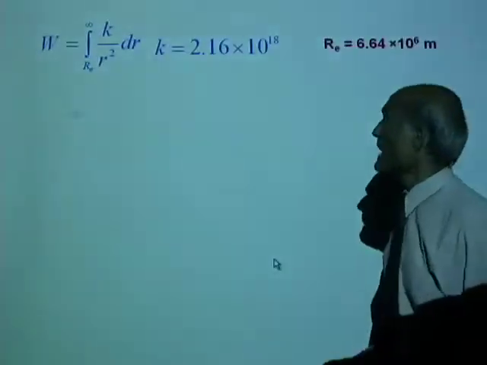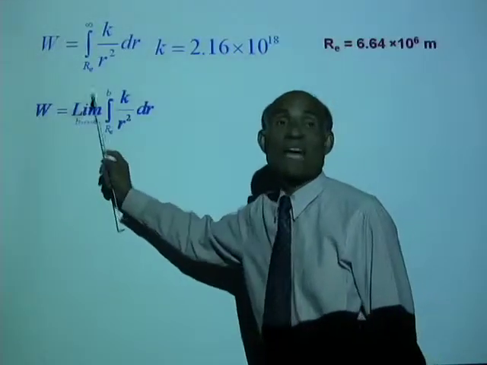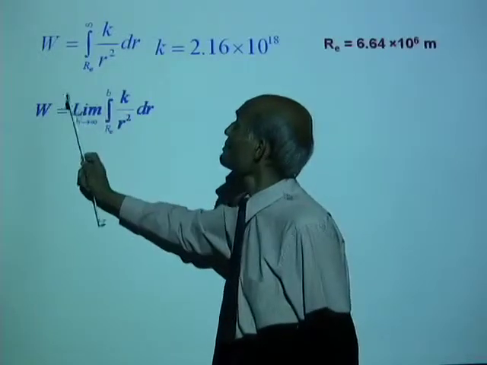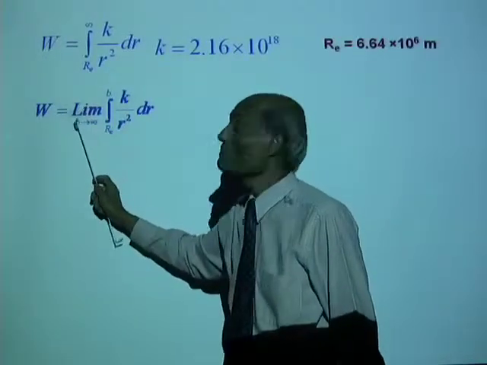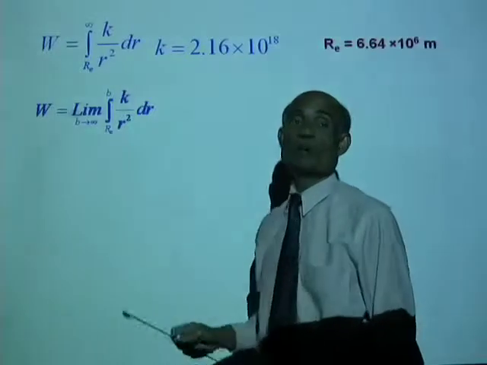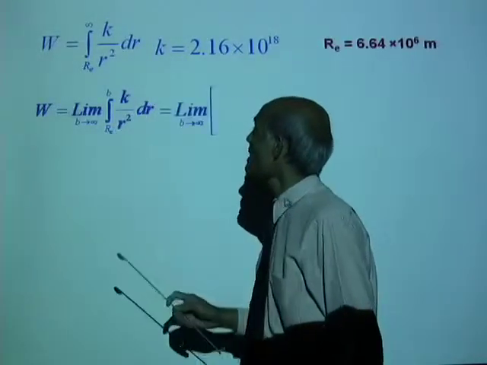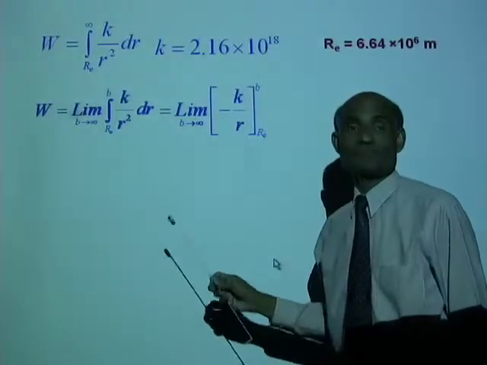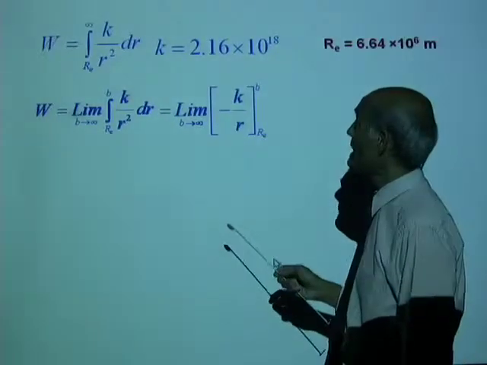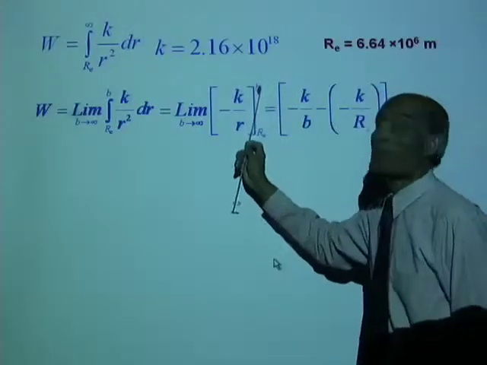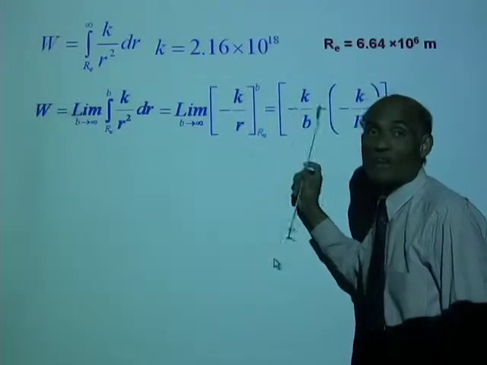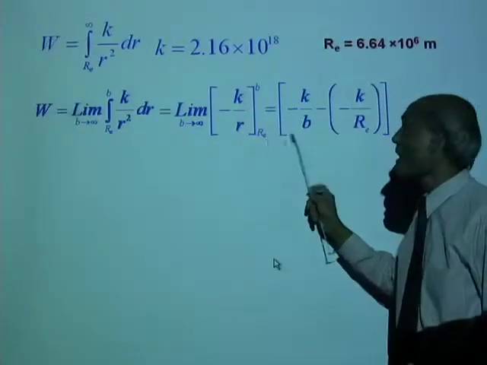And we know the value of k, so we will now write this as a limit. This is an improper integral because that limit is infinity. So that integral now is W equal to the limit as b approaches infinity of the integral from R_E to b of k over r squared dr. What is the integral of k over r squared dr? It is negative k over r, and the lower limit is R_E, the upper limit is b. If you apply the upper limit, it will be negative k over b, minus negative k over R_E.